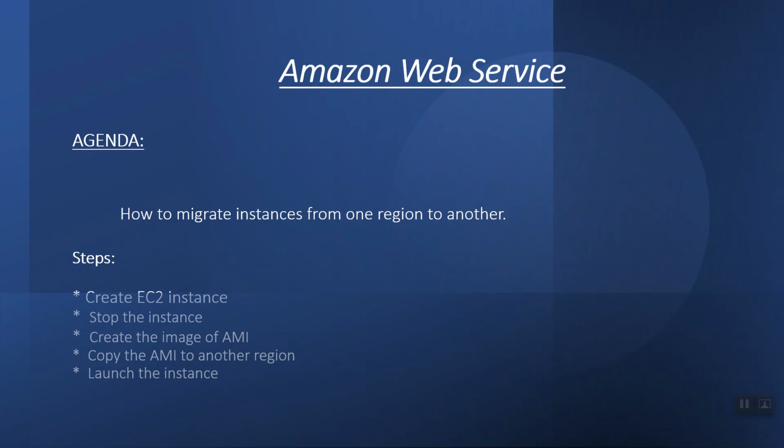My name is Priyavrata and today I'll show you how to migrate instances from one region to another. And to do that, first we need to create an EC2 instance. After creation of the EC2 instance, we need to stop the instance. Then we need to create the image of AMI and then we need to copy that AMI to another region, and at last we need to launch the instances. So let's start with our lab today.